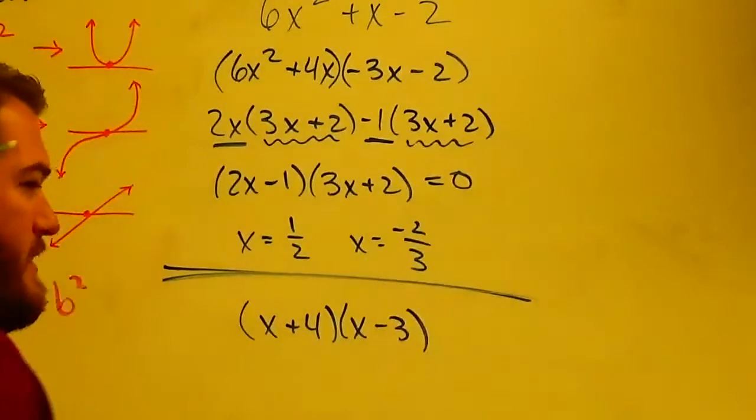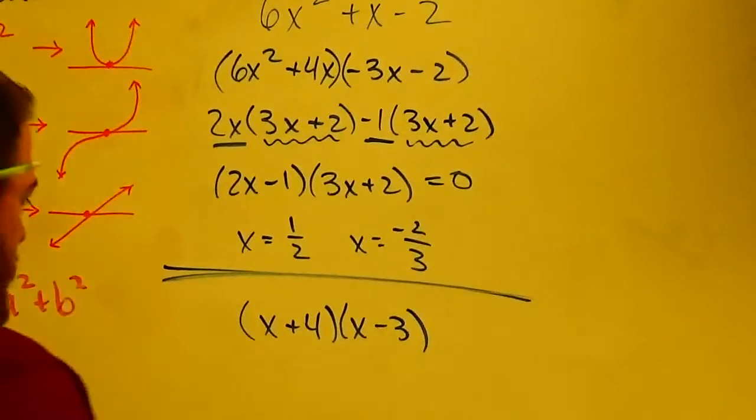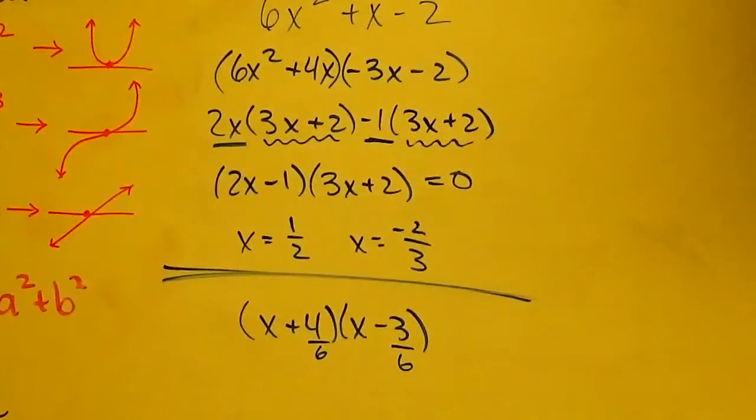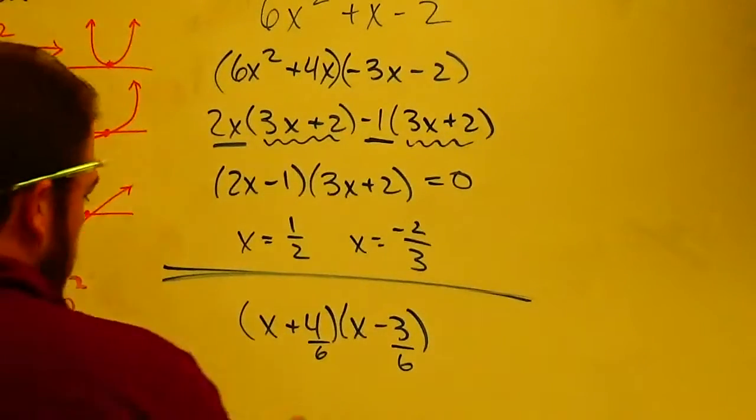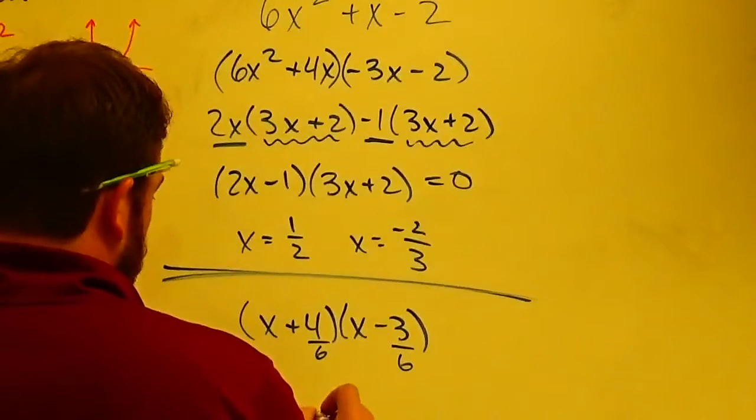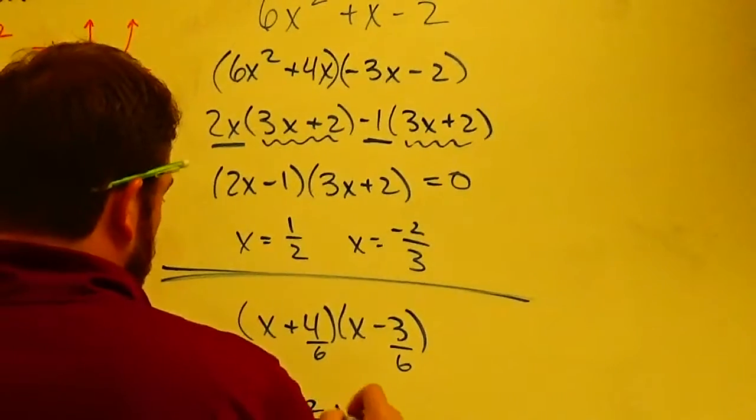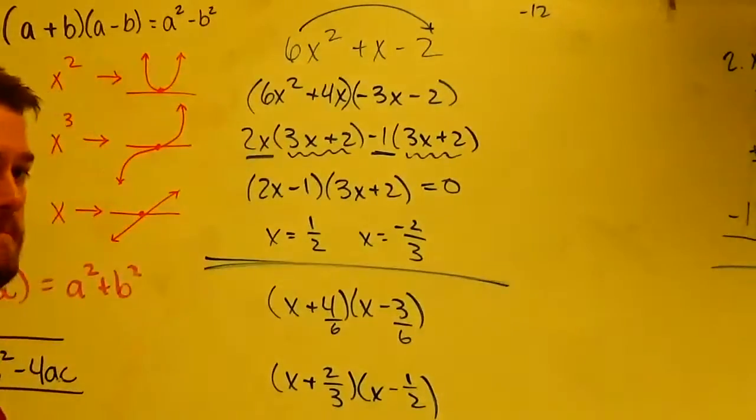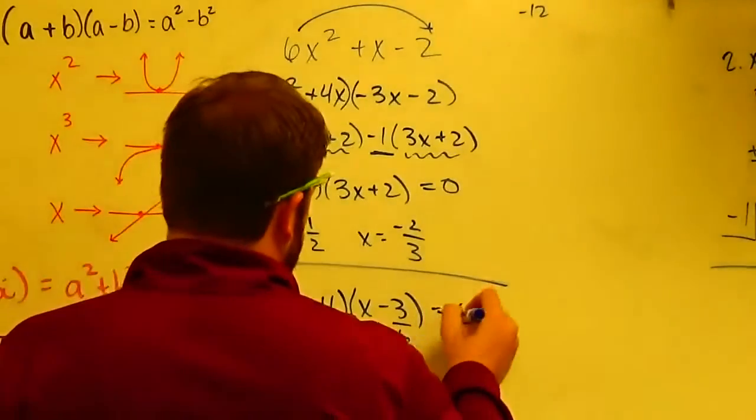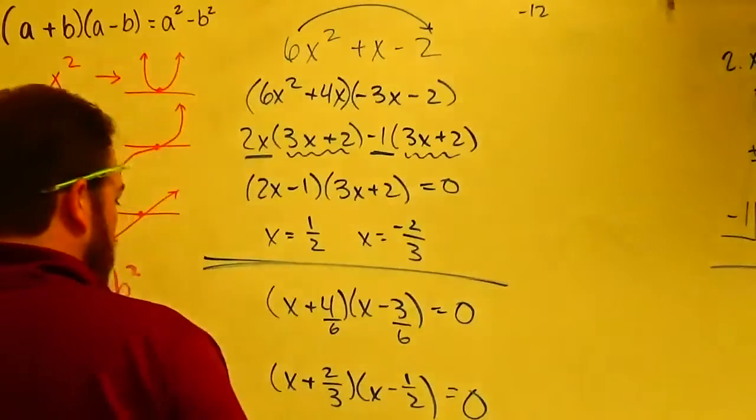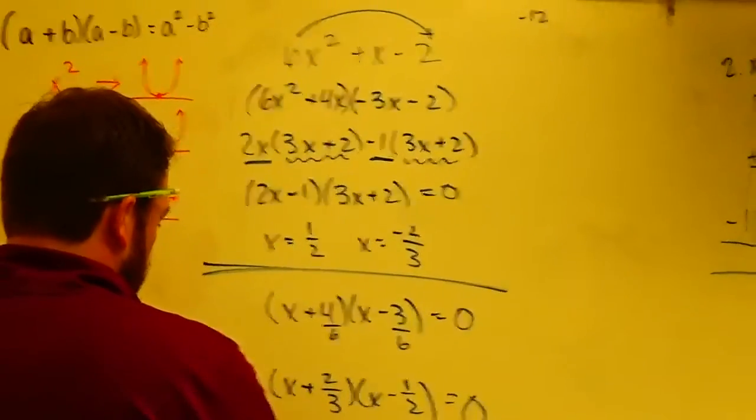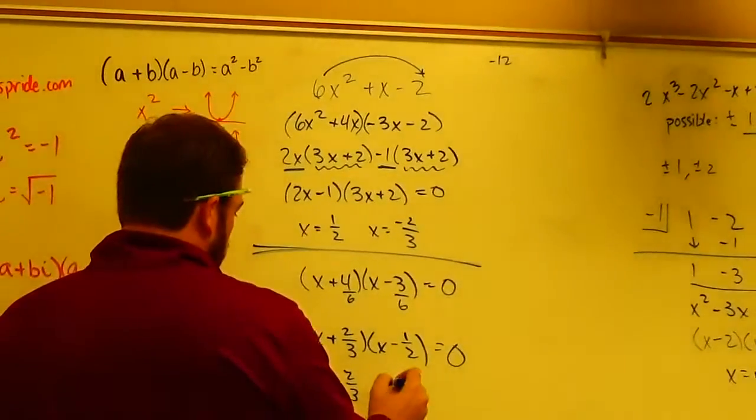But now, what number is out front? 6. I'm going to divide both of these numbers by 6. That gives me x plus 2/3, x minus 1/2, correct? Well, if I'm still setting these equal to 0, then I just move it over. So x equals negative 2/3, x equals 1/2.